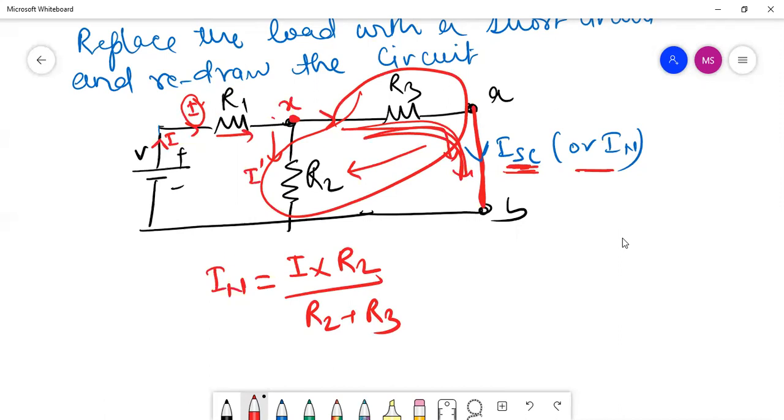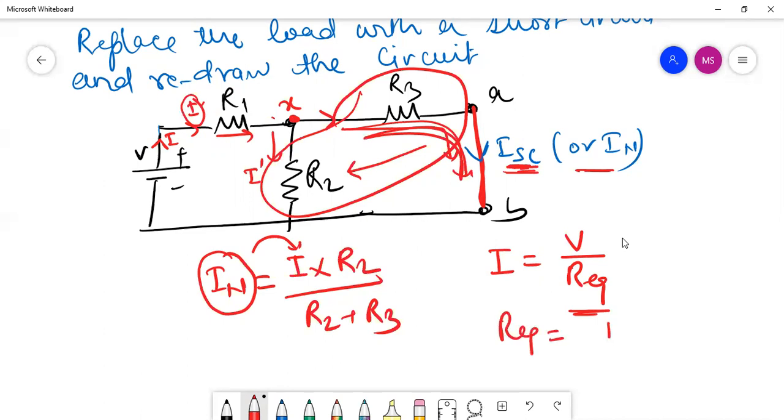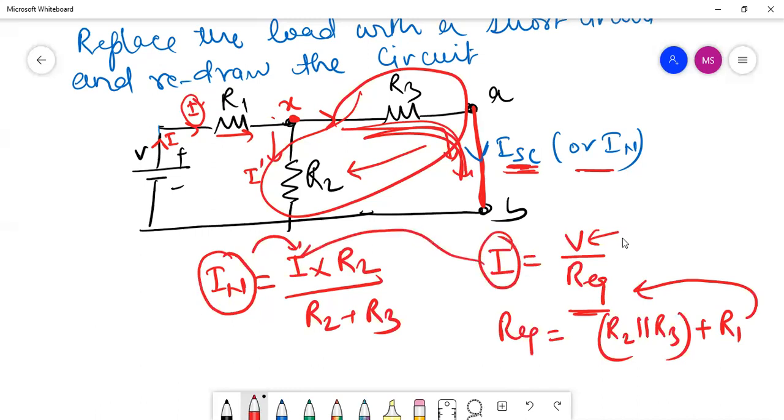So that means to calculate the value of IN, we need I. So I can be calculated as V by R equivalent. Now this R equivalent is different from the Rn. So R equivalent in this case is R2 parallel R3, and then we have this in series with R1, right? So we can put the value here. We know the value of V also, so we can calculate I, and then we can substitute the value in this equation.